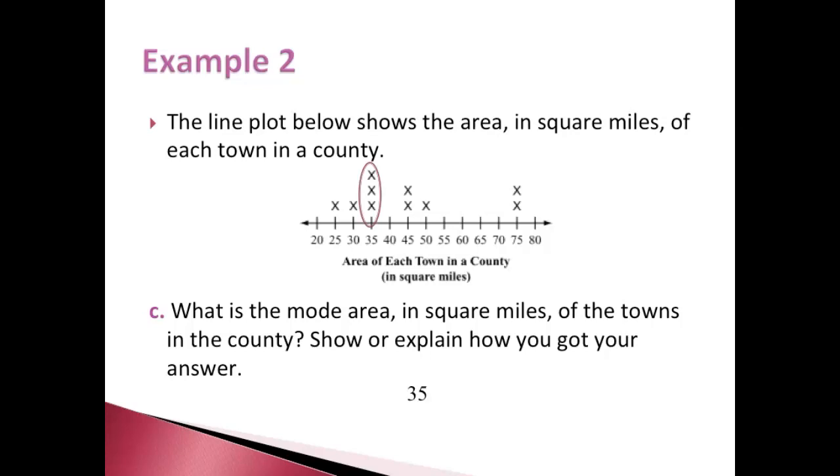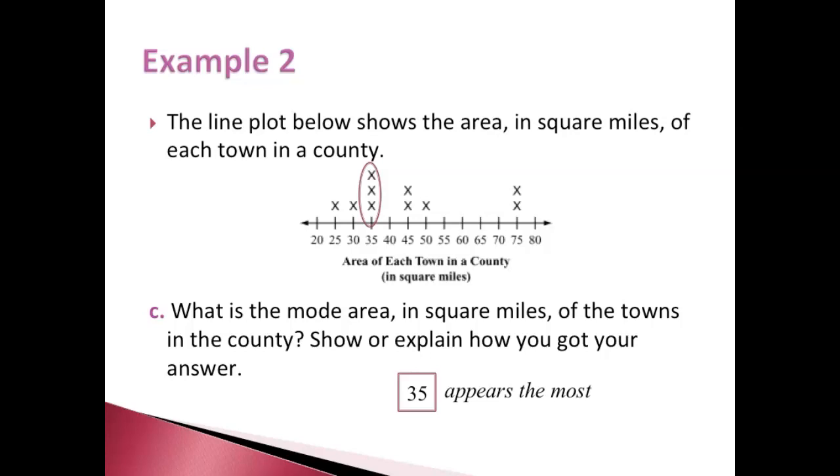Now, although there are other values that appear more than once, 35 appears 3 times. If there were another area that appeared 3 times, that would also be a mode. But in this case, this is the only one. It's the one that appears the most. Don't forget to show or explain how you got your answer. So I would circle those 3 X's, or you might even just write that 35 is the one that appears the most.